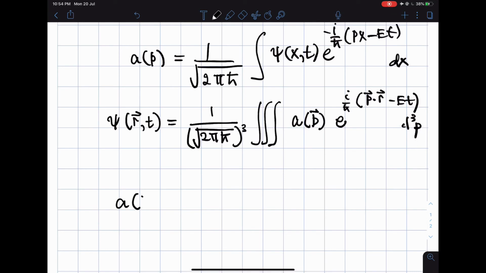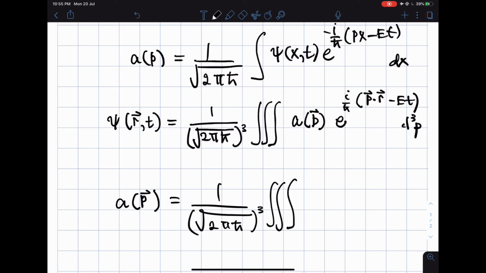And similarly, the A of p would be given by a similar formula, but now this now has a minus sign. So these are the generalization of the Fourier transform formulae to three dimensions.